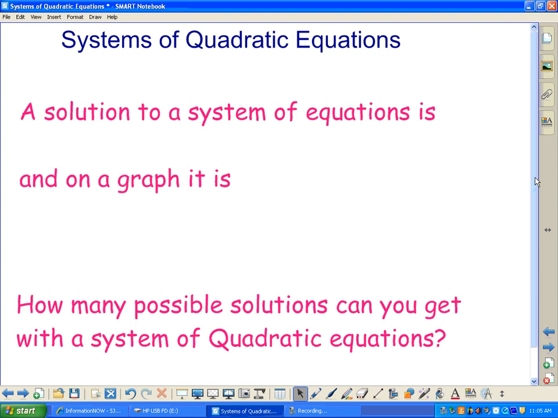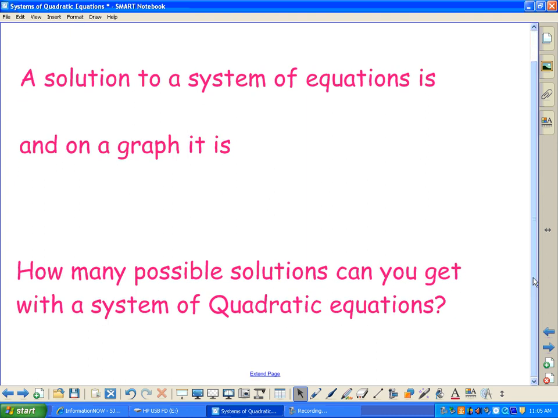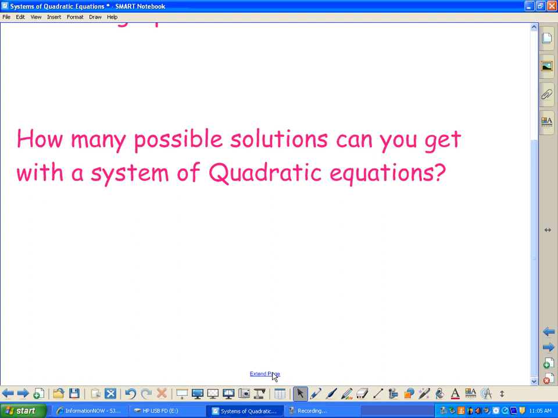And we've looked at these with lines, but now we're going to look at these with the quadratic equations that we've been looking at, with all these conic sections. My question is, how many possible solutions could you have when we're talking about conic sections? We could be looking at a parabola and a parabola, or a parabola and an ellipse, or a circle and a hyperbola. There are lots of different configurations.